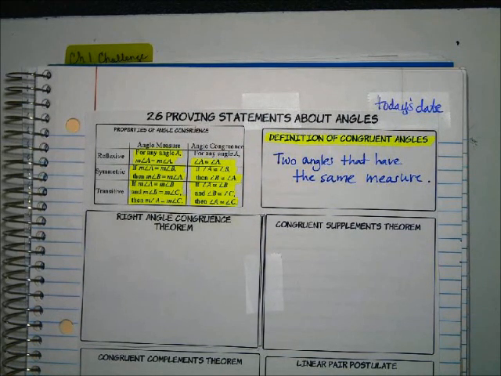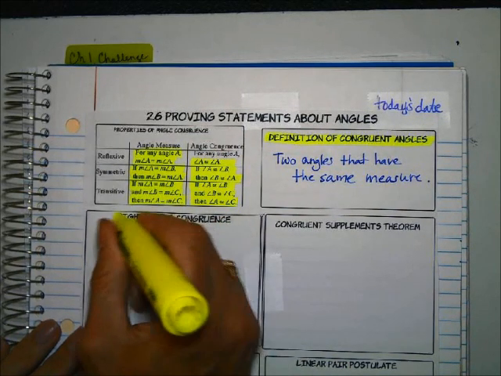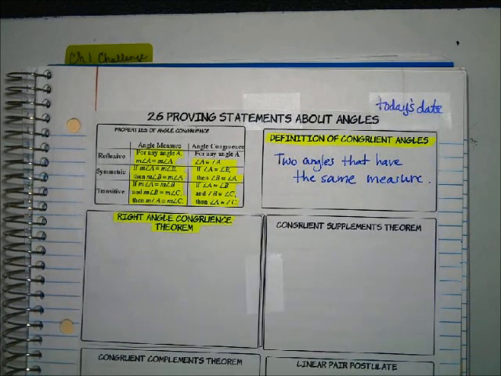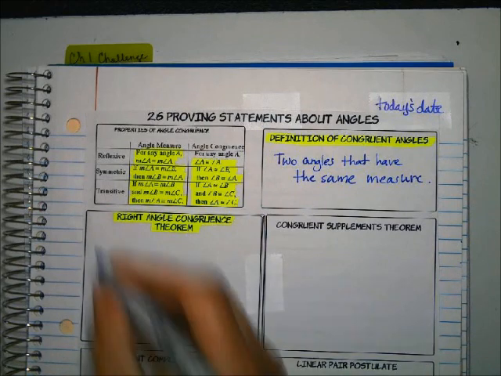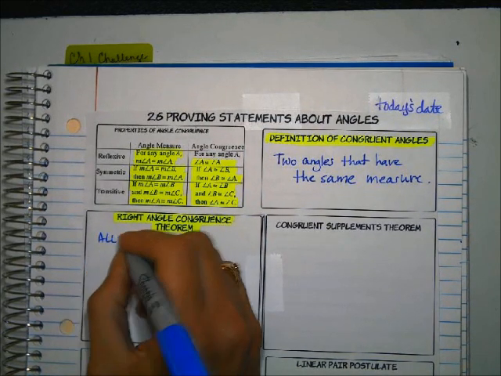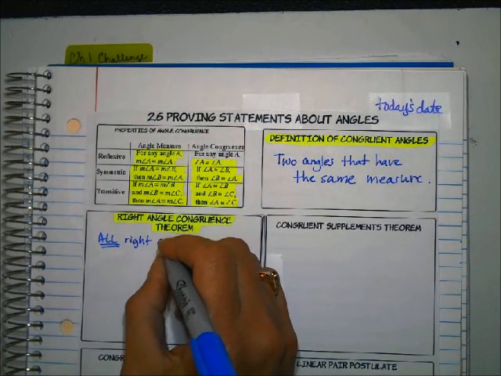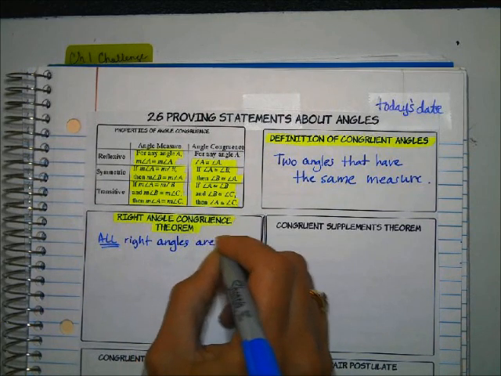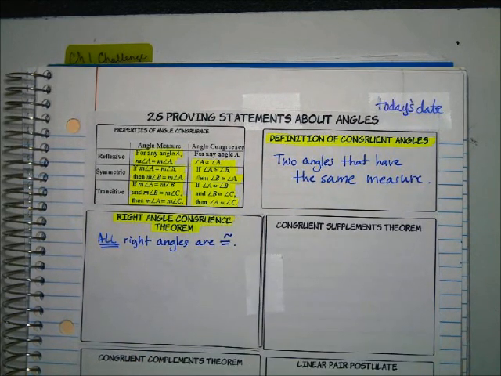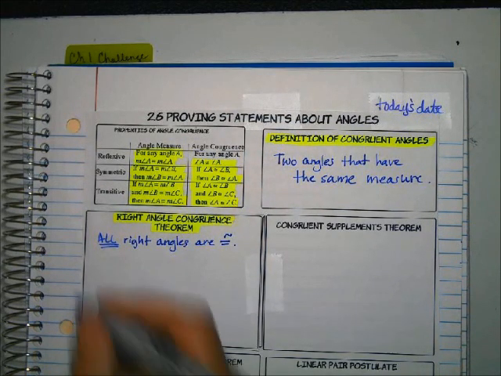The next thing we're going to talk about is the right angle congruence theorem. All the right angle congruence theorem says is that all right angles are congruent. Well, we already knew that. We already knew that a 90-degree angle is a 90-degree angle, and they're going to be equal to each other, but we're going to prove it so that we can continue using it all semester, all year long.